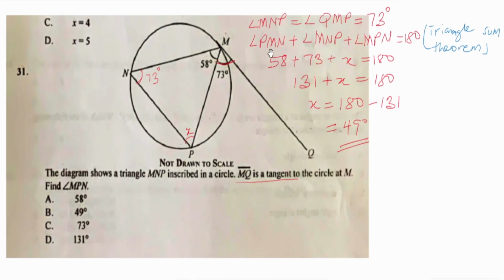Angle PMN is 58 right here, plus angle MNP 73, then angle MPN, which is what we're solving for, is X. And 58 plus 73 is 131 plus X equals 180, and 180 minus 131 is 49. That means the correct option to this problem is option B. Let's move to the next question, which is 38.